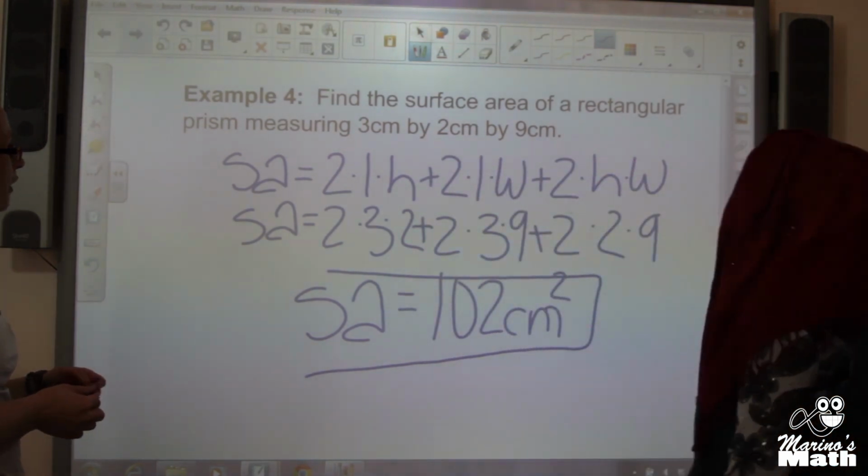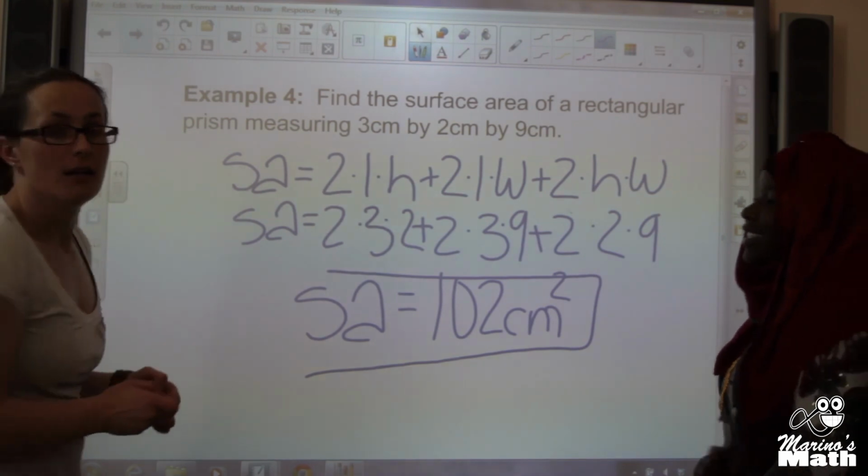Nice job. And that's how we do volume and surface area for rectangular prisms. That was easy. It was easy.